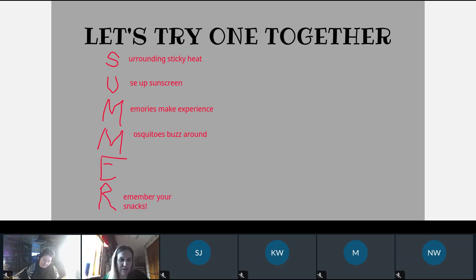Remember your snacks. And then let's see what else we got. Every kid laughing and playing. Perfect. Okay. Sorry if I didn't get to yours. But there's our acrostic. Look at that. Surrounding sticky heat. Use up sunscreen. Memories make experience. Mosquitoes buzz around. Every kid laughing and playing. Remember your snacks. Yes, I do love the cool canopies one. I think that is great.